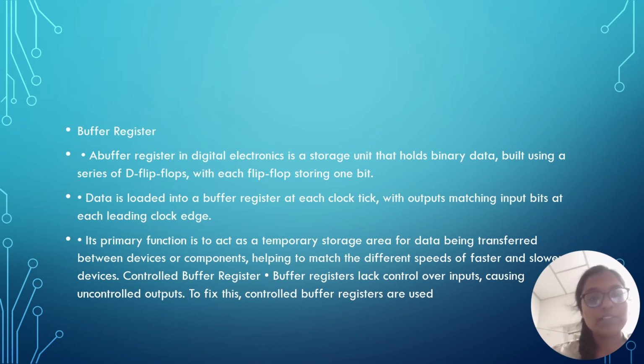Examples of buffer registers. Input buffer register, IBR, holds instructions fetched from memory before execution. Output buffer register holds data before it's sent to an output device like a printer. Memory buffer register, MBR, also called memory data register, holds data being transferred to or from main memory. Now we are discussing why we use buffer registers.